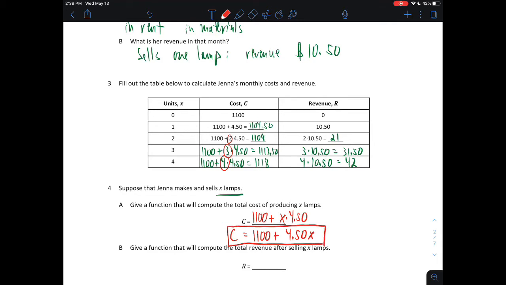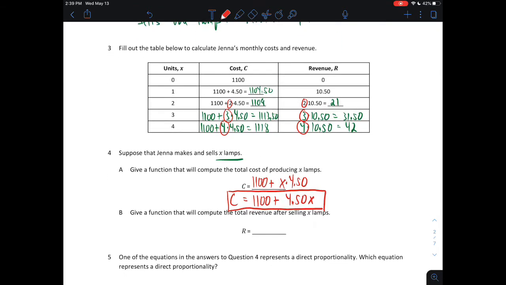And then how about a function for revenue? Here, notice again what we did in the last column. When x was equal to 2, it multiplied by 1050. When x was equal to 3, that's the number that multiplied by 1050. When x was equal to 4, that was the number that multiplied by 1050. So revenue is just take the number of lamps you sell, x, and multiply by 1050, which means R is equal to 10.50x. So both of these are the exact same sort of equations that we saw in 11.1.2.